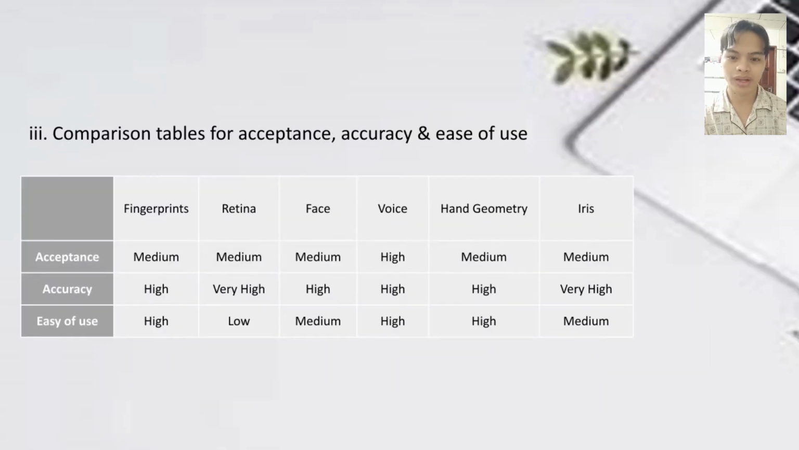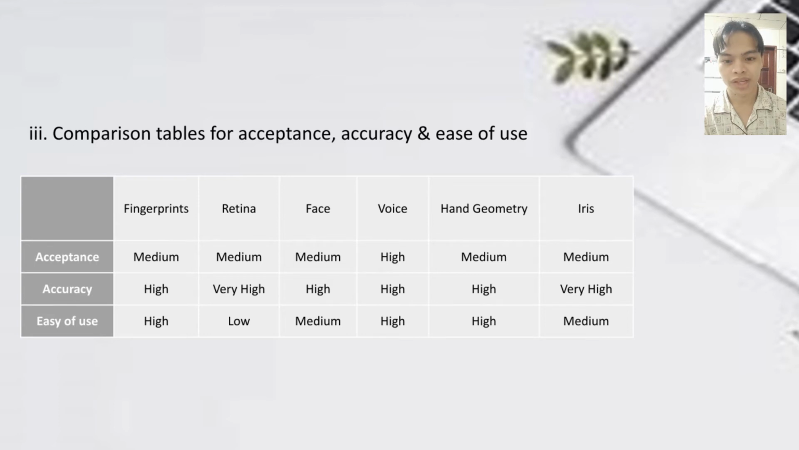So the next slide is a comparison table for acceptance, accuracy, and ease of use. First, acceptance: for fingerprints medium, retina medium, face medium, voice high, hand geometry medium, and iris medium.